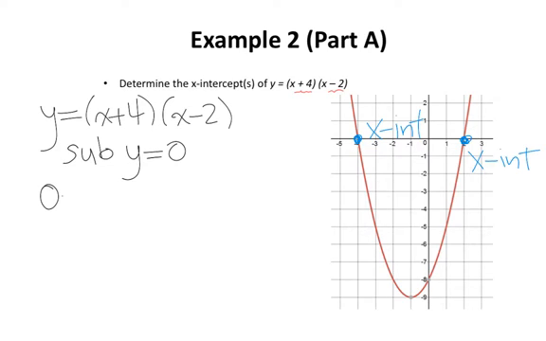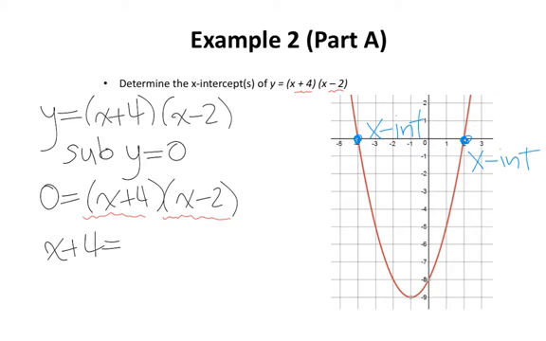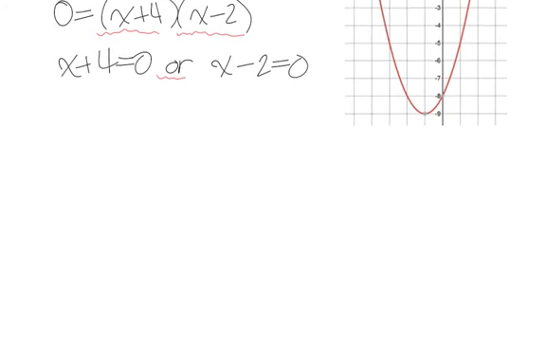However, I do not need brackets, so I'm not going to write it in. So I have 0 equals x plus 4 multiplied by x minus 2. You'll notice that I've only changed one thing and everything else stays the same. This means when I multiply this binomial by this binomial, the answer is 0. That means one of these binomials has to be equal to 0, or both of them could be equal to 0. So I'm going to say x plus 4 is equal to 0, or x minus 2 is equal to 0.